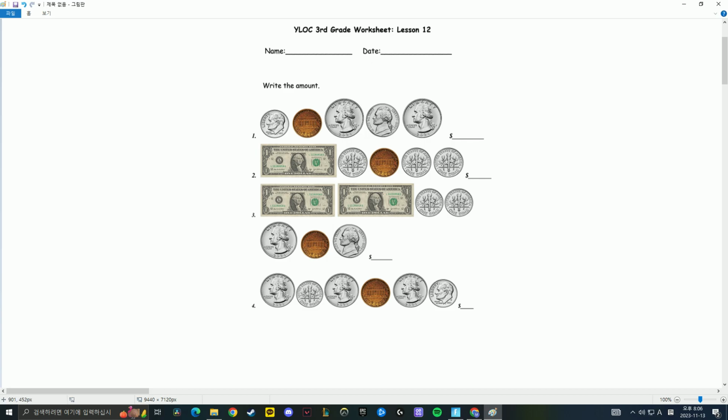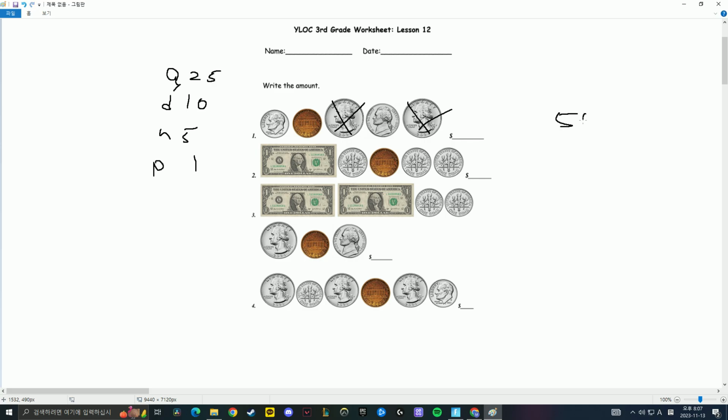Let's get started. Write the amount. Okay, so quarters are the big ones, like these ones. So we have quarters, we have dimes, which is 10, and we have nickels, which is 5, and then we have pennies, which is 1. So the bronzish ones are pennies, like these ones. And then the small silver ones are dimes, and then the bigger one, which looks like a quarter, but it's not, that one's nickels.